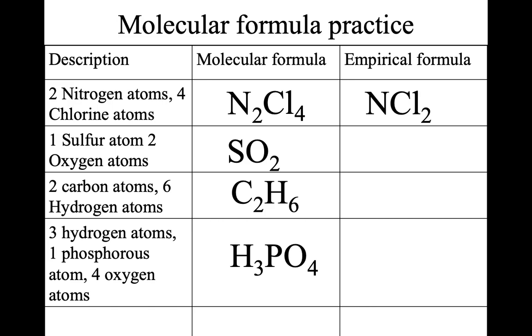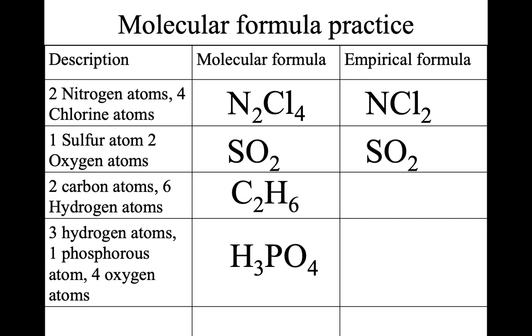Empirical formulas show the smallest whole number ratio of atoms in a molecule. So if you divide both subscript numbers by the largest factor that will keep them whole numbers, these are used in the empirical formula. For molecular formula N2Cl4, both the 2 and the 4 can be divided by the factor 2 to get 1 and 2, which are still whole numbers. So NCl2 is the empirical formula.